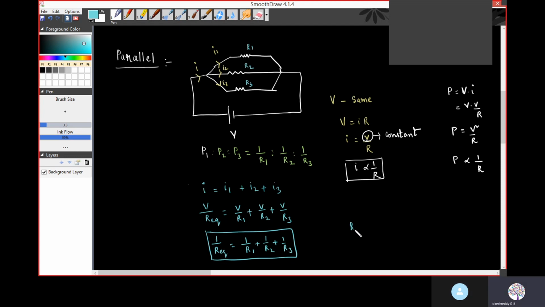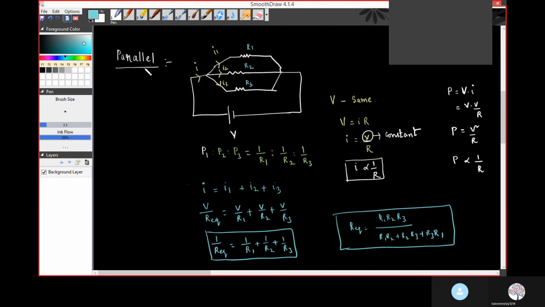This R equivalent can be written as R1 R2 R3 by R1 R2 plus R2 R3 plus R3 R1. When only two resistors are there, then R is equal to R1 R2 by R1 plus R2.